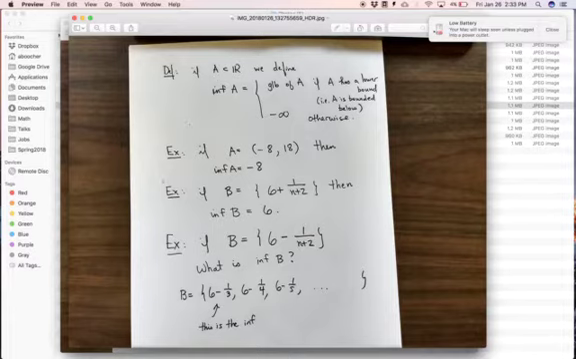If B were the set 6 plus 1 over n plus 2, then the infimum of B would just be 6, because everything's getting closer and closer to 6, and that's the greatest lower bound we can have. However, one thing to be careful about is that if our set were, say, 6 minus things, then everything is actually smaller than 6. So 6 won't be a lower bound.